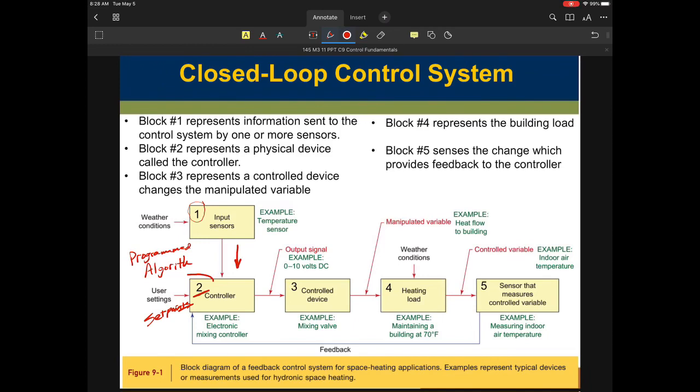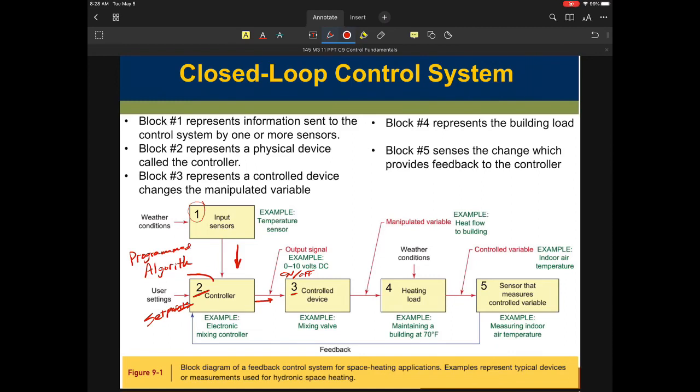That's typical. Now, the controller, number 2, is going to provide us an output based on the input from 1 and based on the set of instructions that it has. It's going to provide an output, which will then go to number 3, your control device. The control device could be a boiler, a zone valve, or a pump. The signals are very numerous.